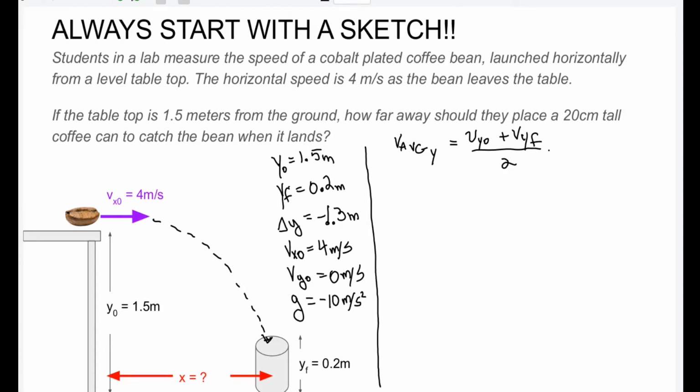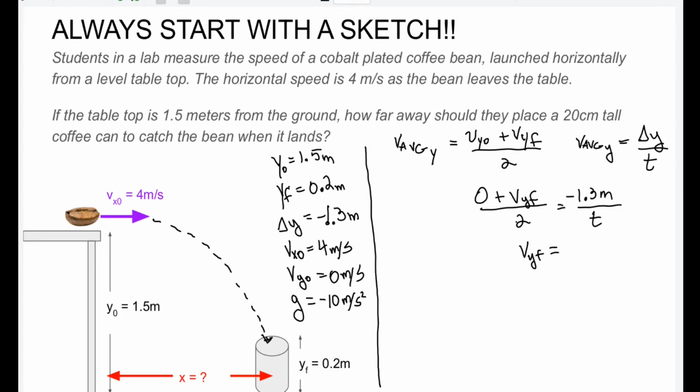I also know that the average velocity in the y direction is simply how far I travel along y divided by how long it takes to travel that far. This is just the natural way of defining average velocity, how far you go divided by how long it takes to go that far. So I see that we have two numbers here that are equal to each other, and we can plug in. I know that the initial y velocity here is 0, so 0 plus Vy final over 2 is equal to how far we fall, which is negative 1.3 meters, divided by how long it takes to fall, which is t. So this shows us that Vy final is, multiplying both sides by 2 here, negative 2.6 over how long it takes that coffee bean to reach the coffee can.